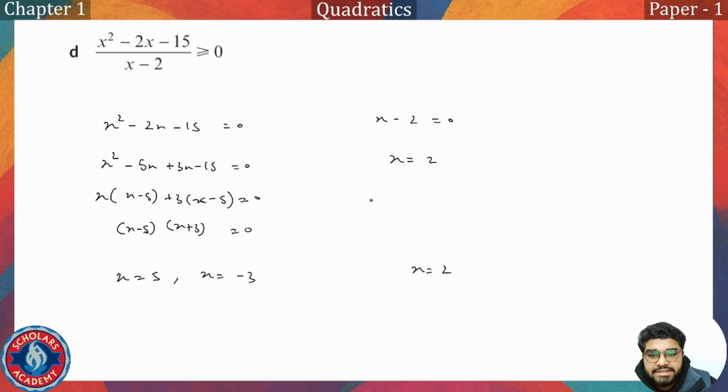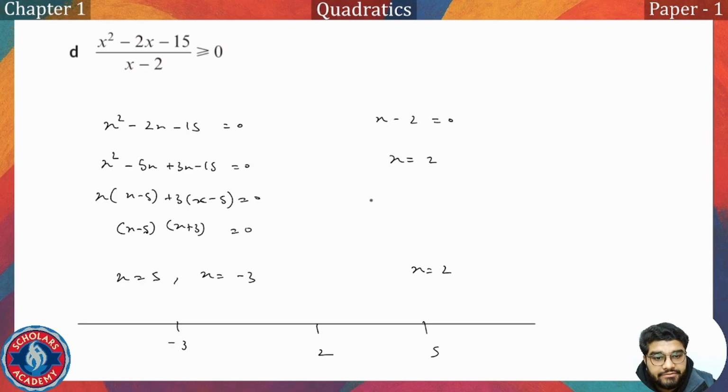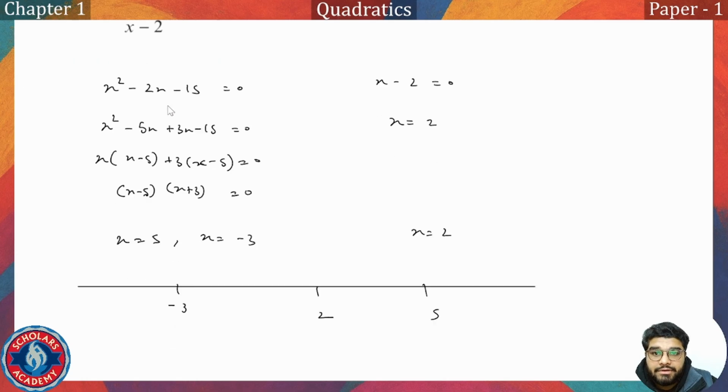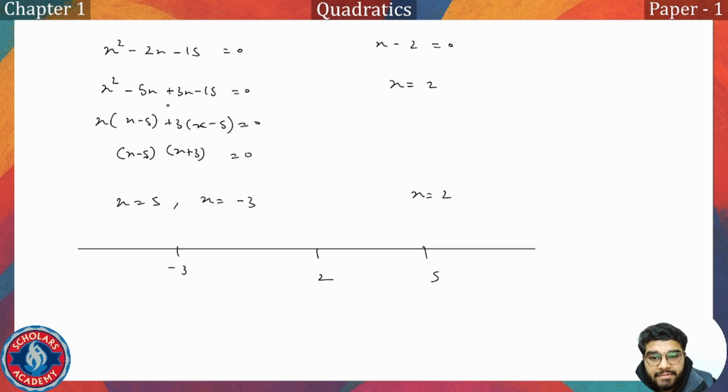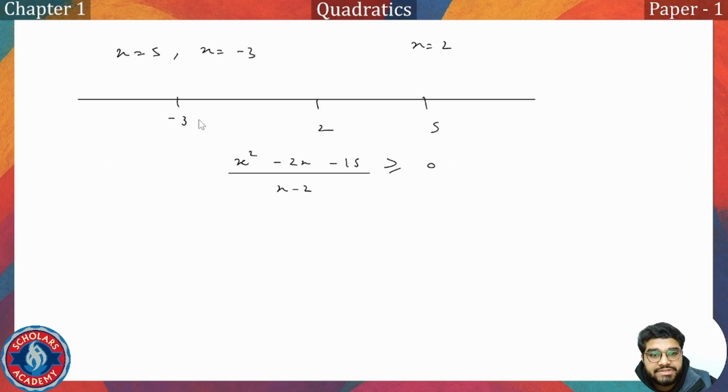So the real line is divided into 3 points: −3, 2, 5. The real line is divided by these 3 points into 4 parts. Now, if I take the inequality (x² − 2x − 15)/(x − 2), and this should be greater than or equal to 0, right? This is our inequality. Let's check.